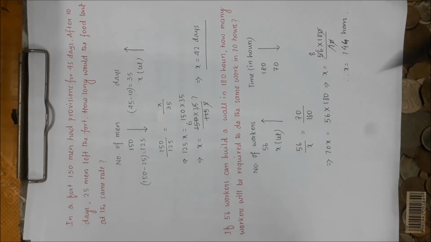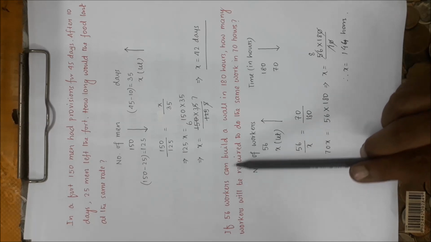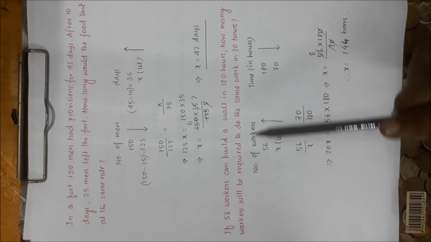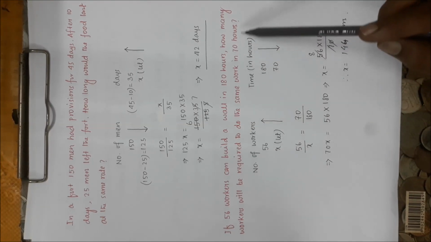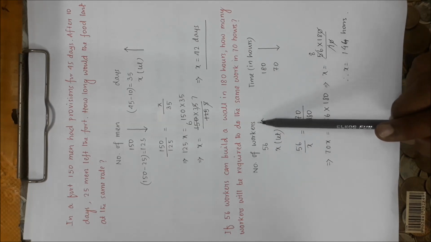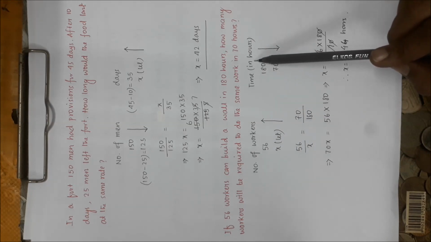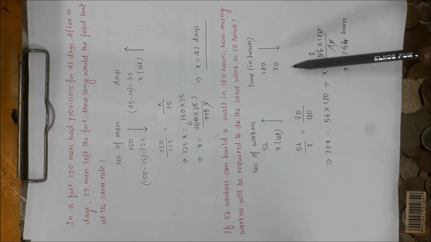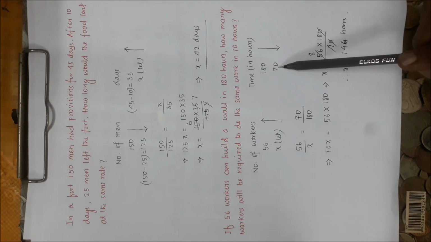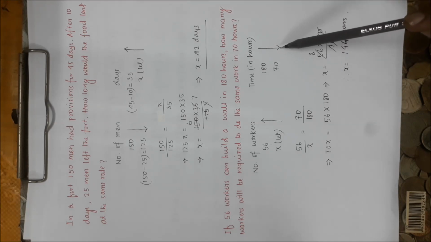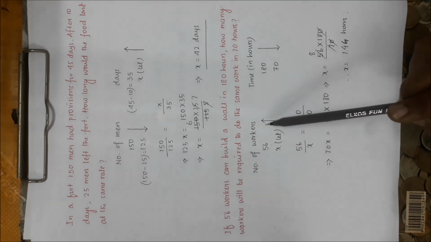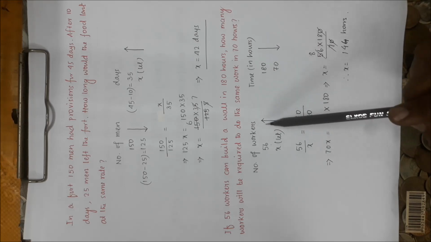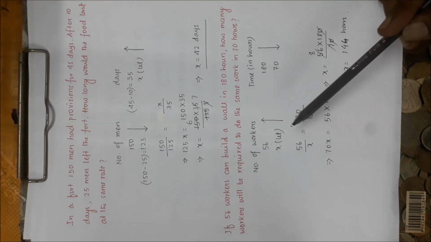Let us check another problem. If 56 workers can build a wall in 180 hours, how many workers will be required to do the same work in 70 hours? Your number of workers is given to you, and time is given to you. So the number of workers is 56 and time required is 180. If you want to finish the work in 70 hours, that means you are reducing the time. That means you need to increase the number of laborers. The downward arrow represents time decreases, and the upward arrow represents you need to increase the number of workers.